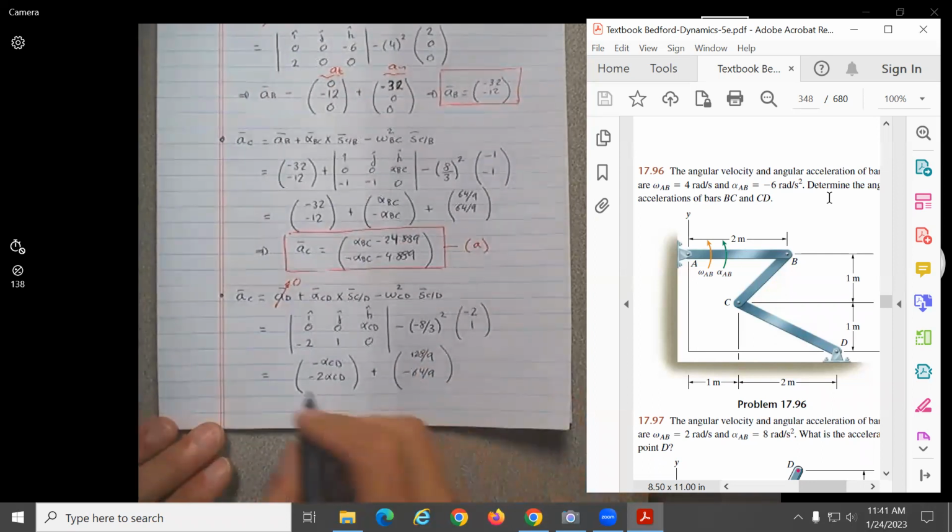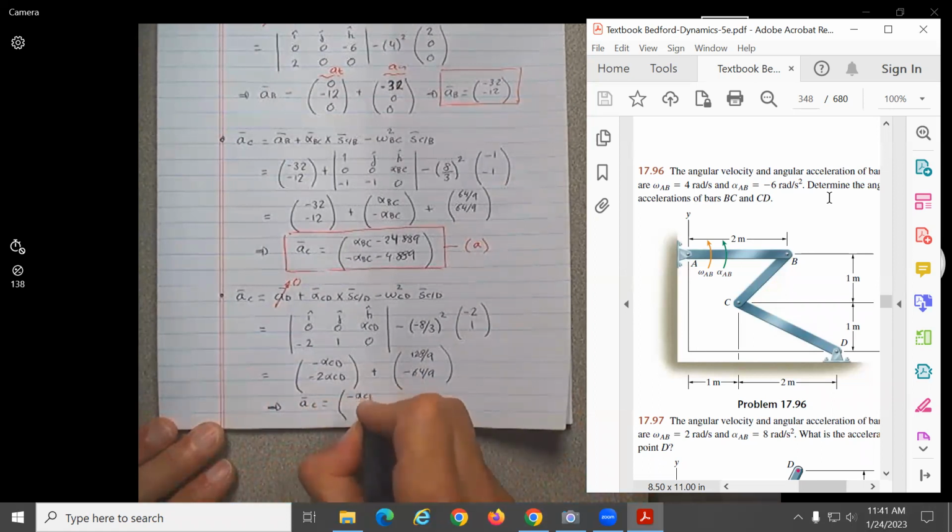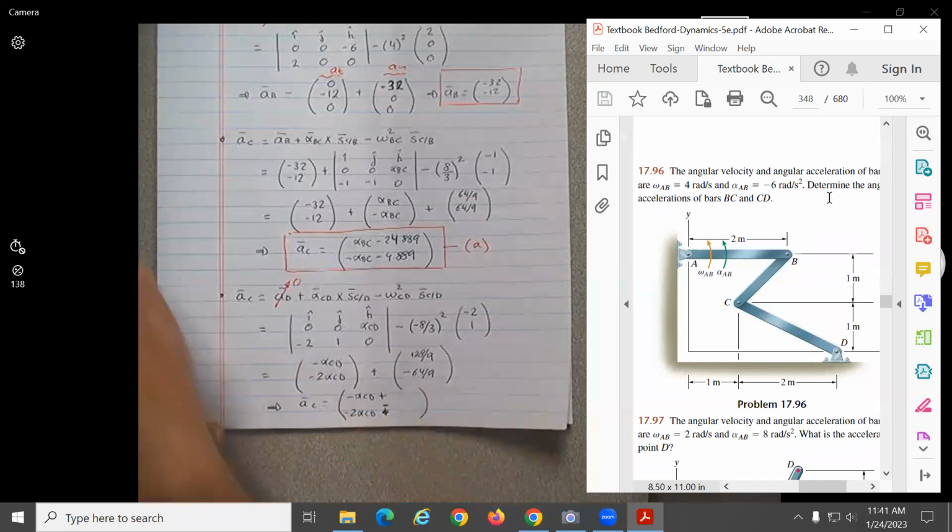So again, if somebody can do the calculations for me, this will give you AC will be equal to what? Minus alpha CD plus a value, minus 2 alpha CD plus minus a value. Can you provide me with these two values, please?